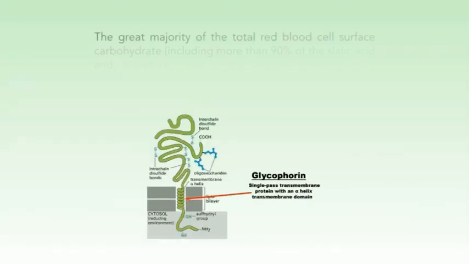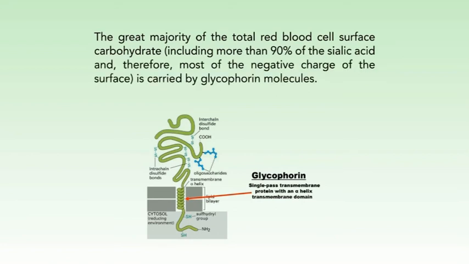This part of the protein carries all of the carbohydrate, which accounts for 60% of the molecule's mass. In fact, the great majority of the total red blood cell surface carbohydrate, including more than 90% of the sialic acid, and therefore most of the negative charge of the surface, is carried by the glycophorin molecules.